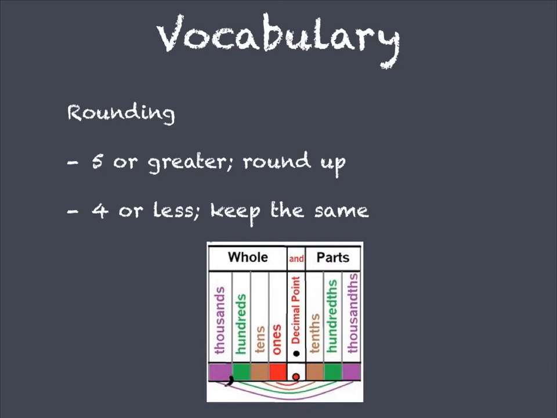In the rules of rounding, which I'm sure you have done before, we look at a certain place value and we determine, is the number behind it 5 or greater? If it is, then we round up. Or is the number behind it 4 or less? And if it is, we keep it the same. Again, here's our place value chart that you should have written somewhere in your notebook and become familiar with those vocabulary words: tenths, hundredths, and thousandths.